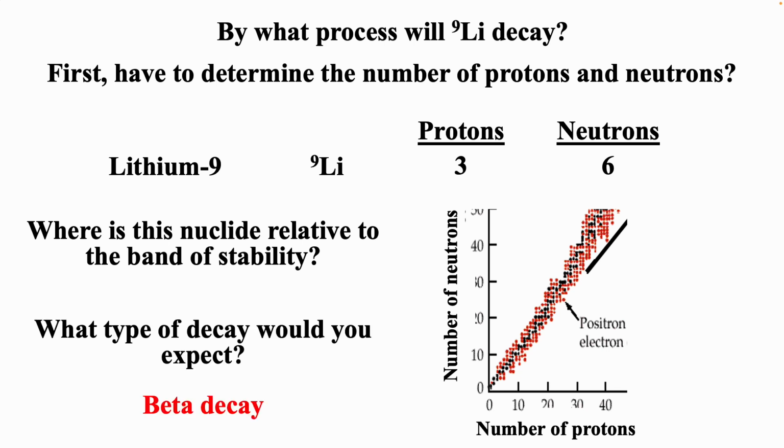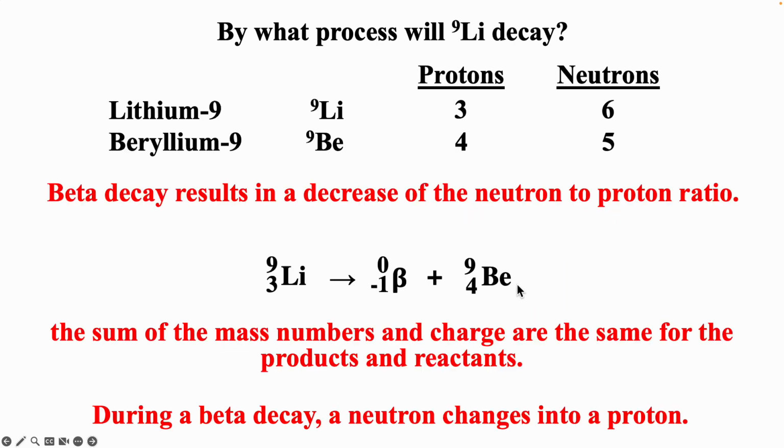Again, you can think about it either way: because it should be 1 to 1, a neutron will change into a proton. And if you balance that, you'll see that it has to be a beta decay. Or you can compare it to the band of stability. If it's on this side, it has to be a beta decay.